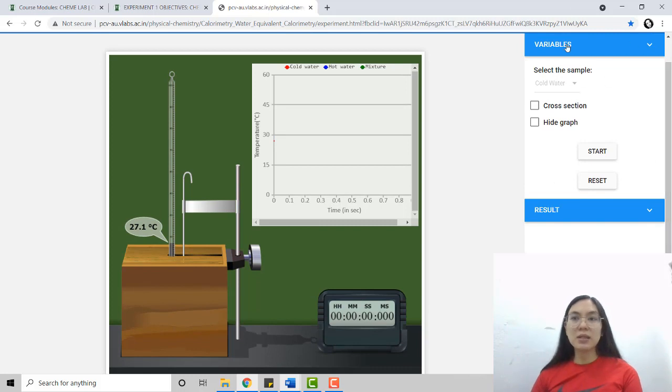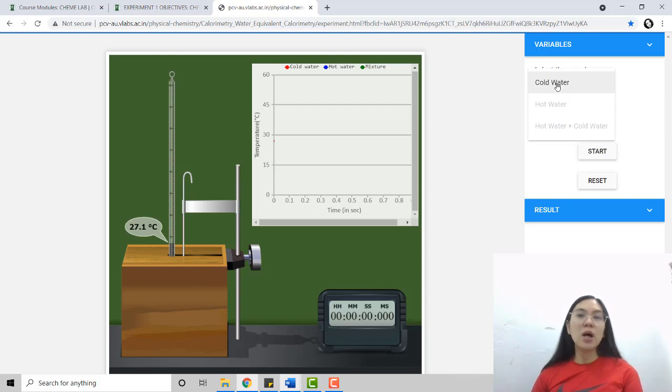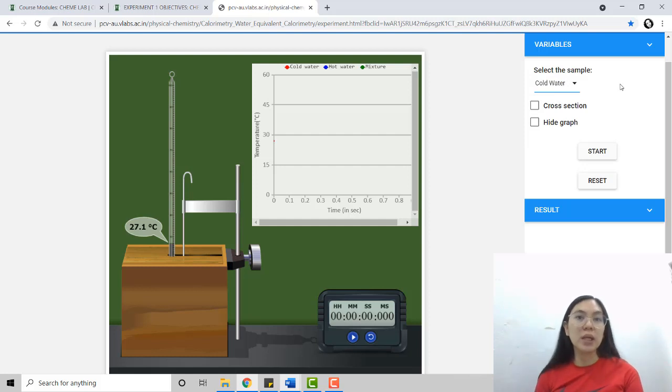On the right side of your screen, you are to select a sample. So let's first select your cold water. The very first experiment that we will be doing is we will take cold water and hot water. After collecting their temperatures, we will mix them together, and of course, we will reach a final temperature. So just select cold water and click on start.